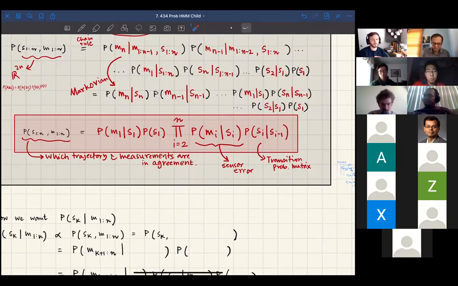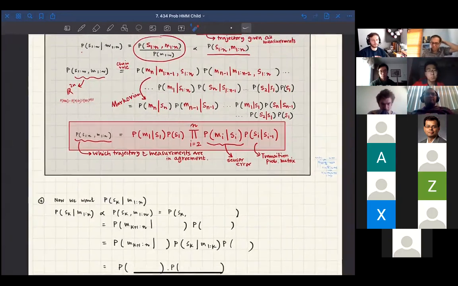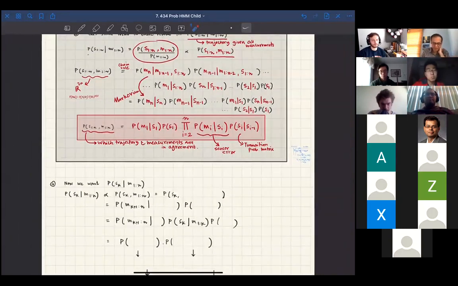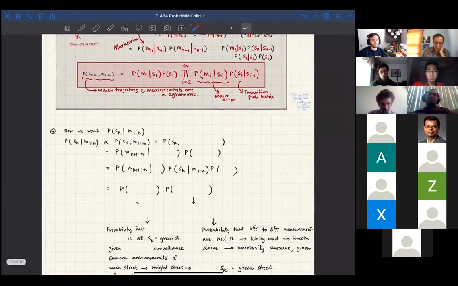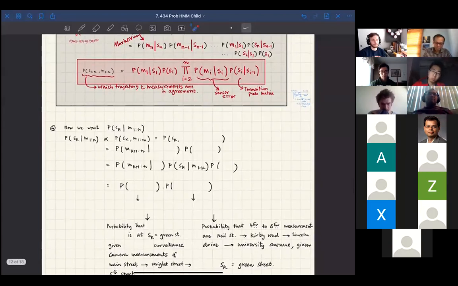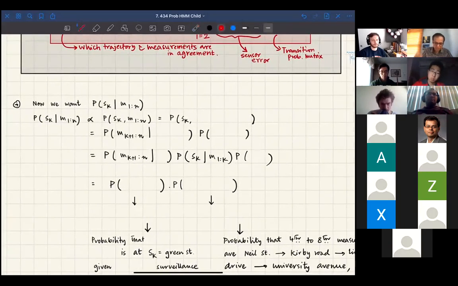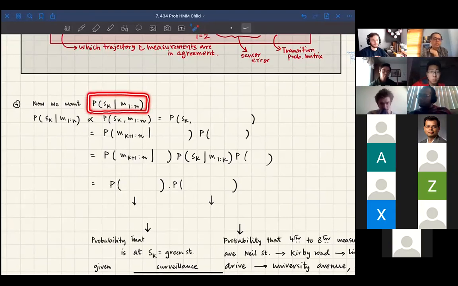So it turns out that this expression is the multiplication of these two. Very good. That's where we stopped last time. So our real goal is to come up with this quantity. Can someone give me the English version of this quantity?